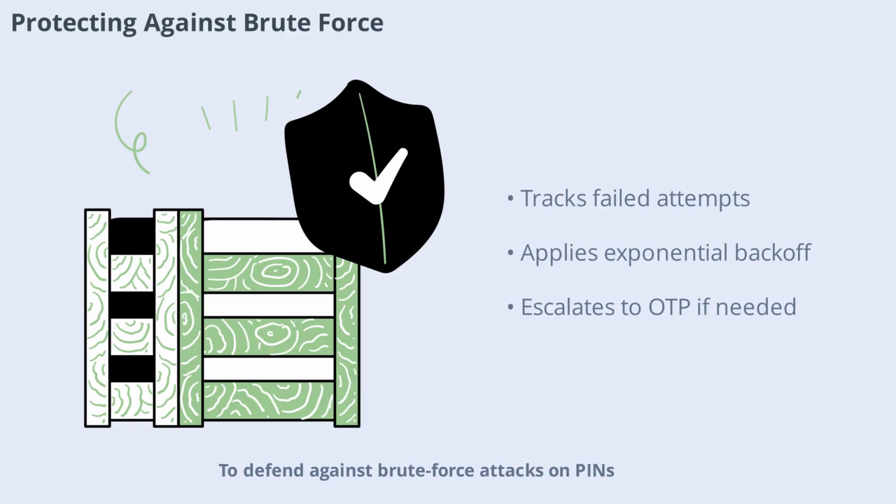Defend against brute force attacks on PINs: track failed attempts securely, and apply exponential backoff after several failures. Optionally, escalate to step-up authentication like OTP after repeated failures, and lock out the user after too many incorrect attempts. This strategy helps prevent abuse and keeps user accounts safe.